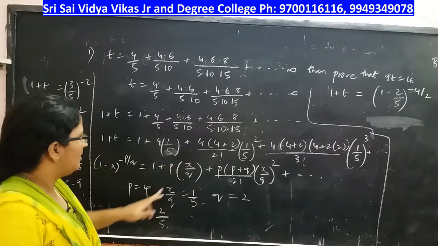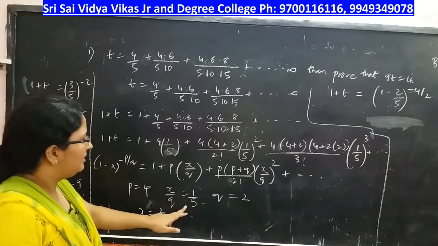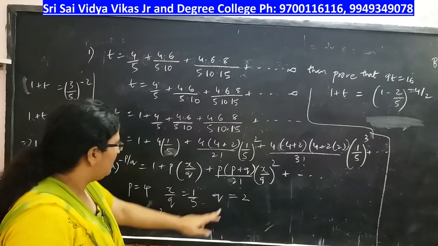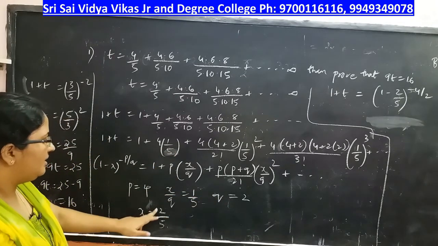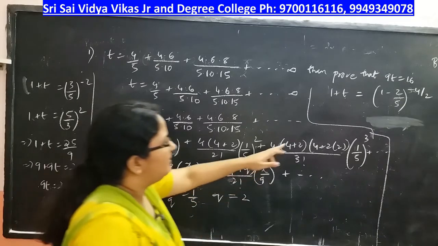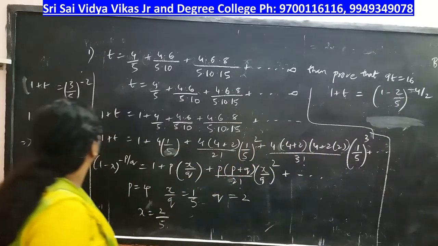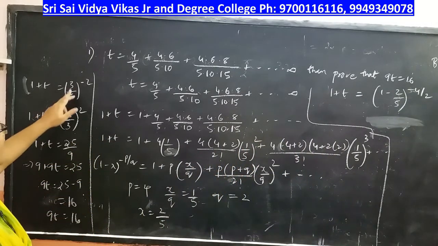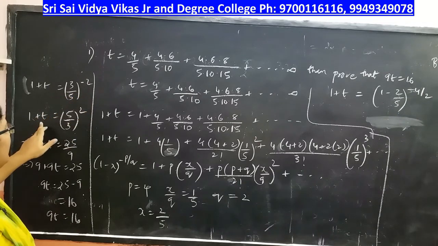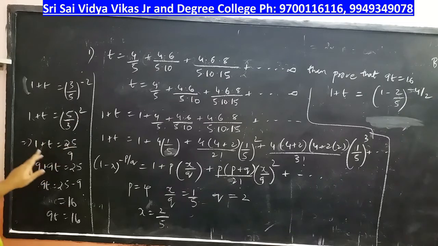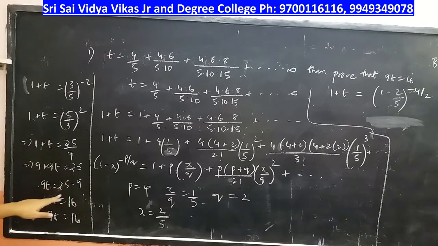Now here p is 4, x by q is 1 by 5, p is 4 and q is equal to 2. So x value will be equal to 2 by 5. So 1 plus t will be equal to 1 minus 2 by 5 whole power minus 4 by 2. So 1 minus 2 by 5 is 3 by 5 whole power minus 2. 1 plus t is equal to 5 by 3 whole square. 1 plus t is equal to 5 square is 25, 3 square is 9, 25 by 9. Take 9 up, 9 plus 9t is equal to 25, 9t is equal to 25 minus 9, that is equal to 16. So 9t value is equal to 16.